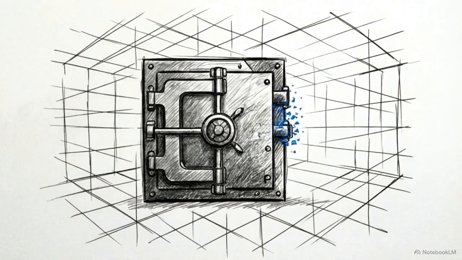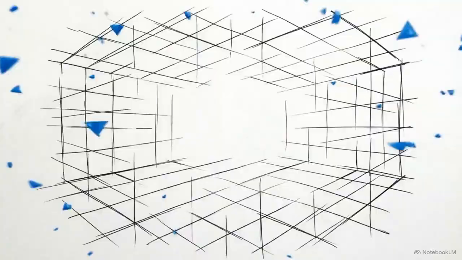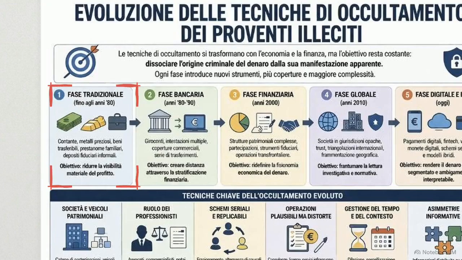Laundering has evolved from the movement of heavy physical wealth into a decentralized network of digital capital that is fragmented across the globe. The traditional phase centered on physical cash and precious metals. By the 1980s, the banking phase shifted the focus to building distance through multiple accounts and wire transfers. During the financial phase of the 2000s, the strategy redefined the money's economic identity.